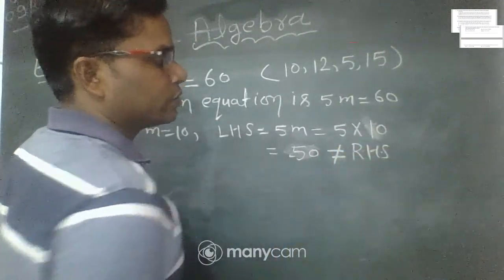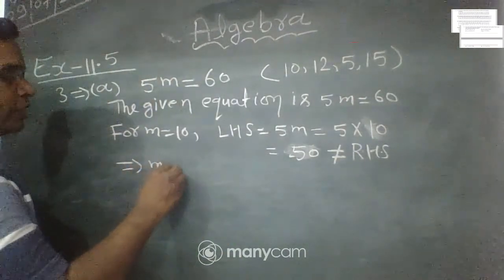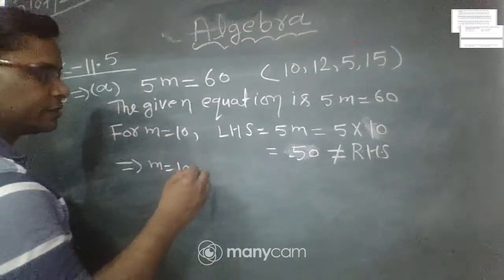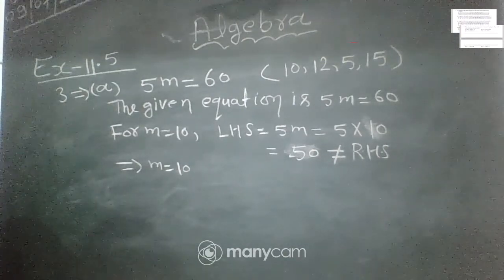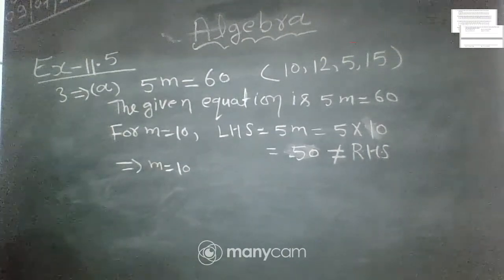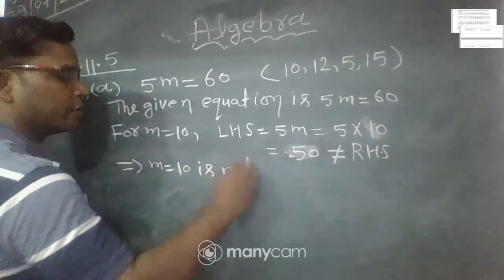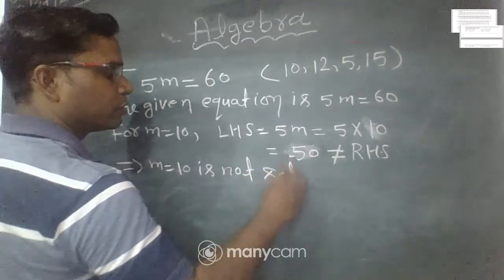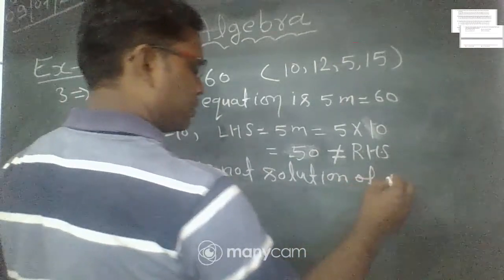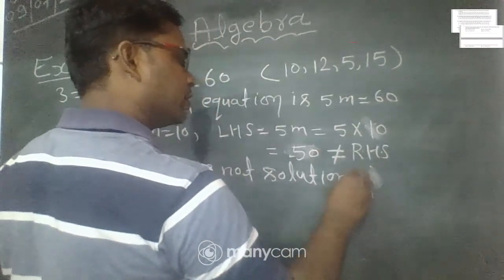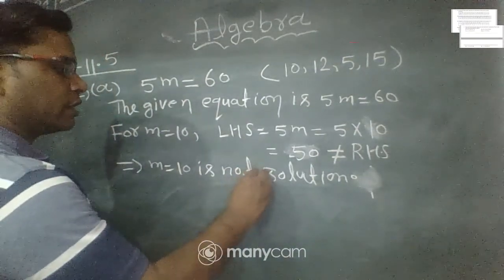Okay, so this implies that m is equal to 10 is not a solution of the given equation. Okay, m is equal to 10 is not a solution.